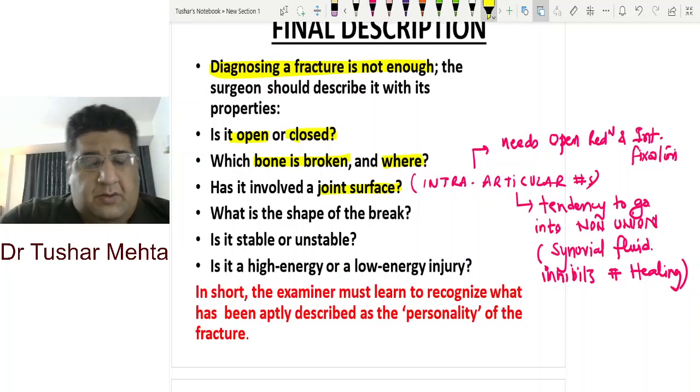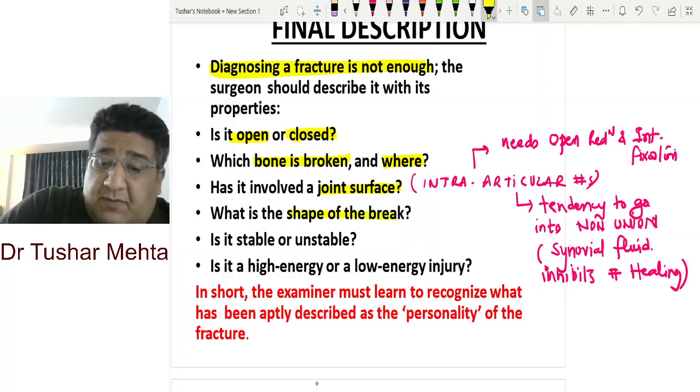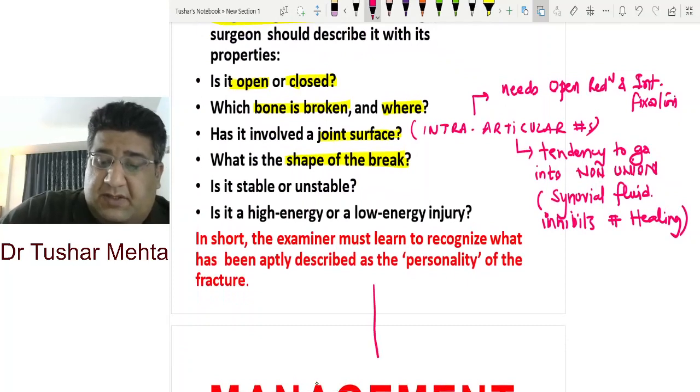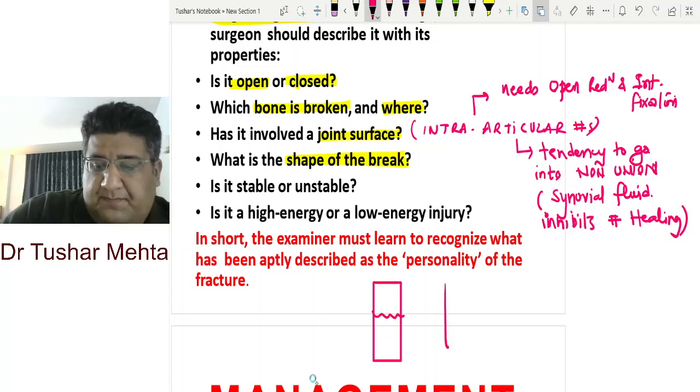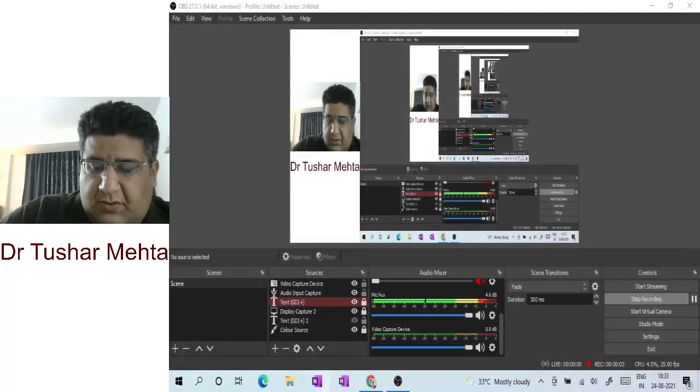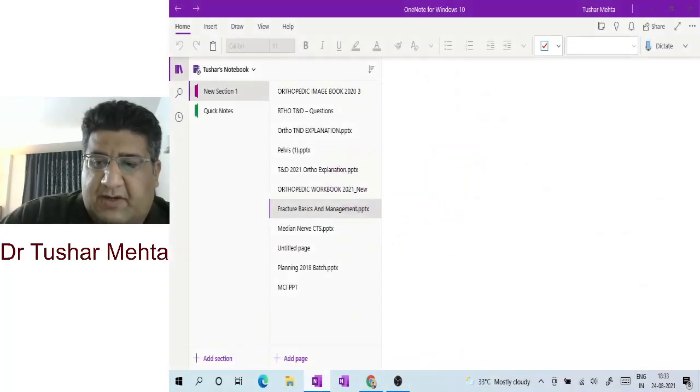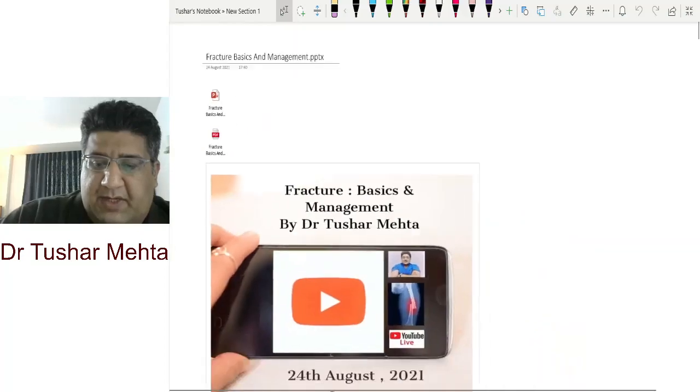Now, you have seen whether it is open or closed, which bone is broken, whether there is involvement of any joint surface or not, and then what is the shape of the break. When I say shape of the break, what does that mean? That simply means that you have to ascertain whether the fracture is transverse.